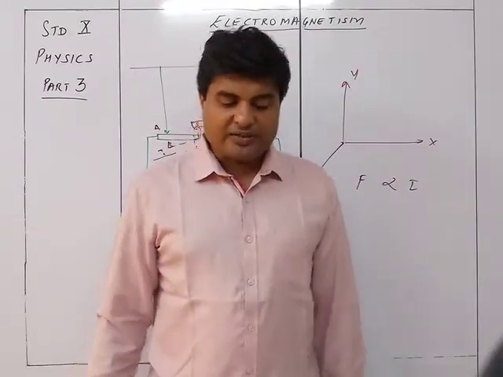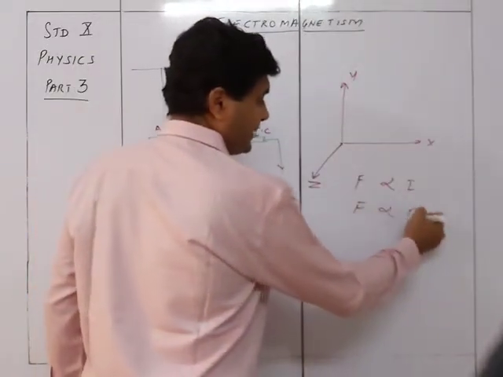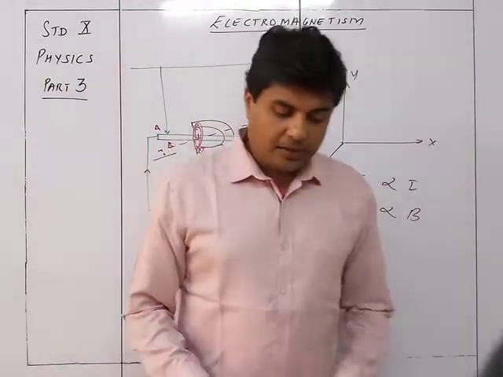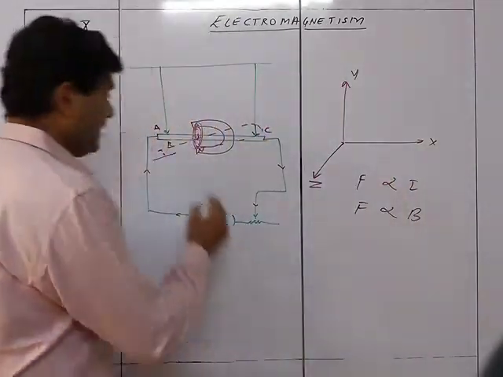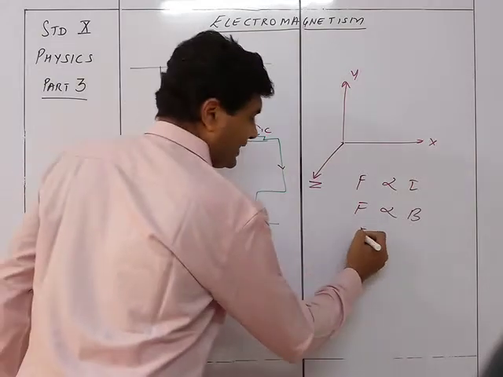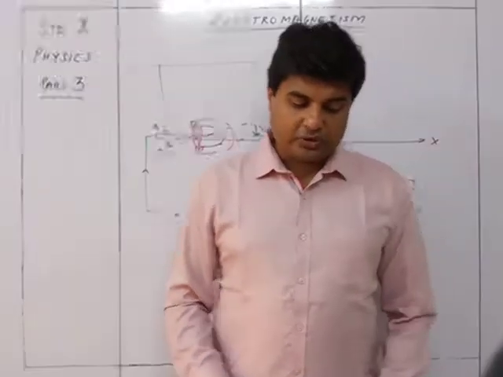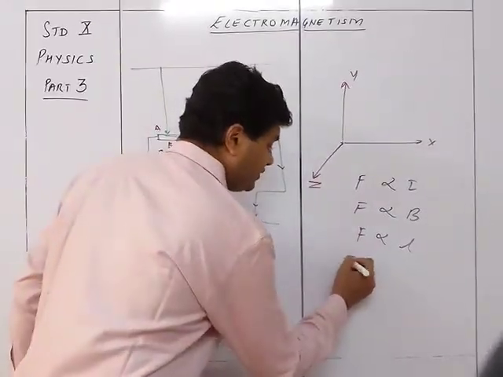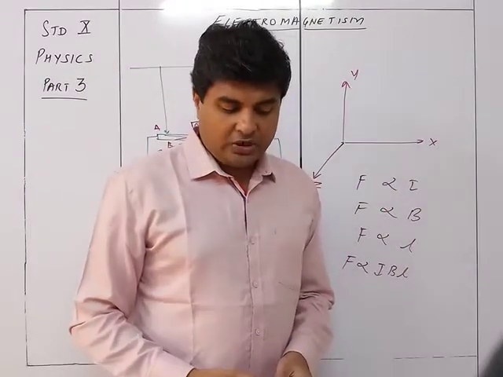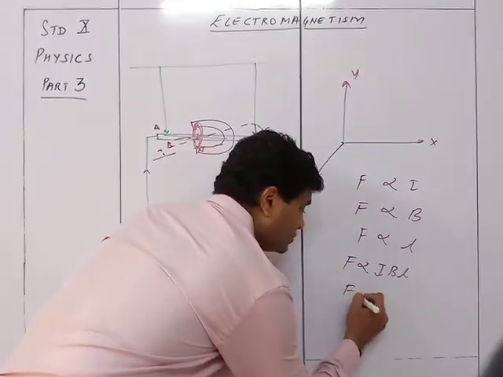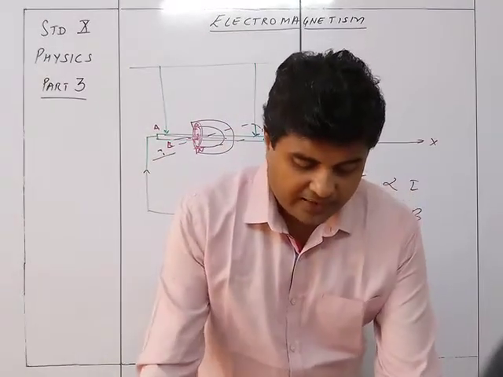F is directly proportional to the strength of the magnetic field B. And force F is directly proportional to the length of the wire within the magnetic field, so F is proportional to L. Combining, we get F is proportional to IBL, and we can take it as F equals KIBL, where K is a constant.